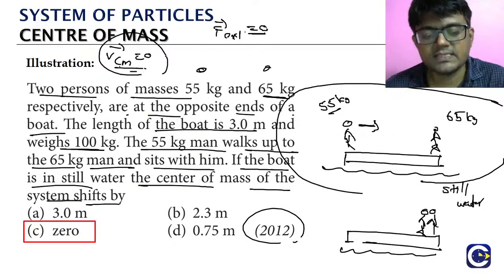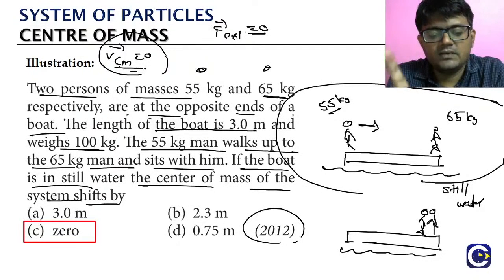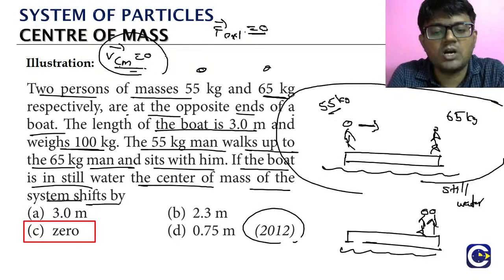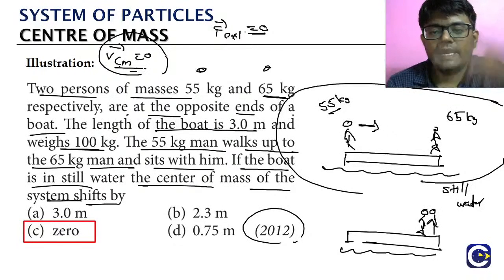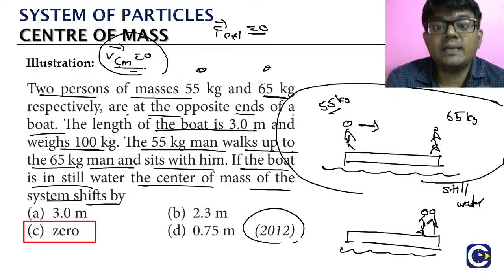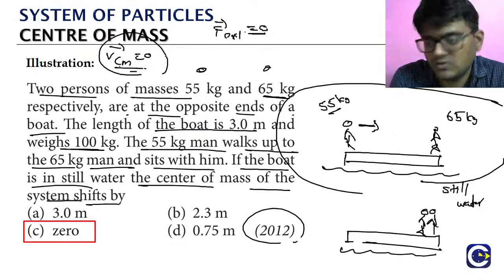Answer C, which is 0. Because initially the 55 kg man and the 65 kg man are both at rest, which means the velocity of center of mass is 0. There is no external force that influences it, which means the velocity of center of mass should remain the same, so it should remain 0 only. What is the meaning of that? The center of mass will not be shifting anywhere. Okay?